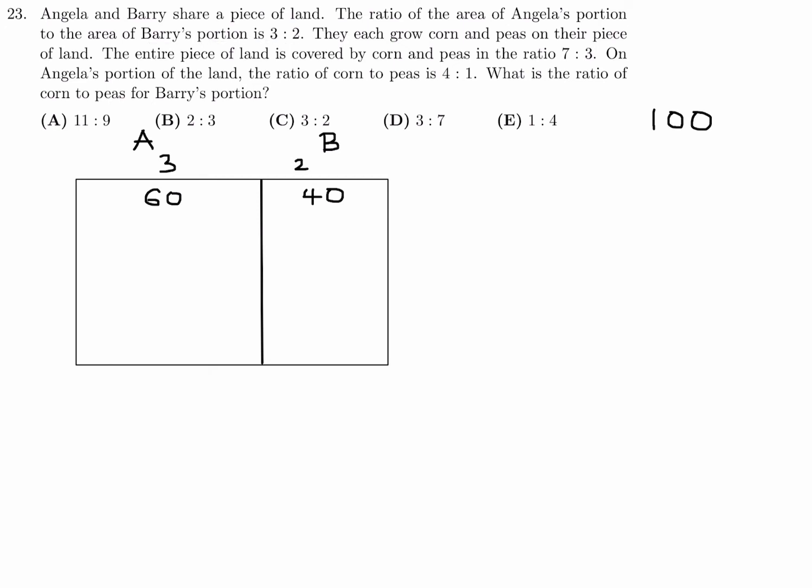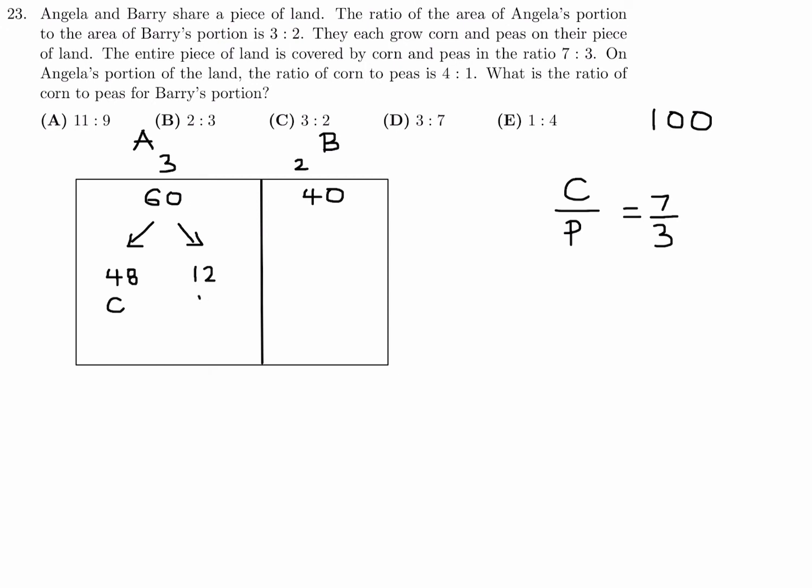Then we start talking about corn and peas, and they're saying that if you look at the entire piece of land, C over P is 7/3. I think we'll come to that a little later. Now let's talk about Angela. Her corn to pea ratio is 4:1. So that means of the 60, 4/5 is corn. So 4/5 of 60 is 48. So that's corn. And then the remaining 1/5 is peas.